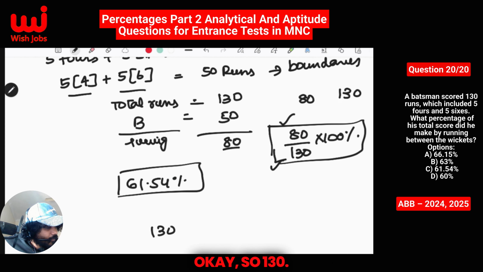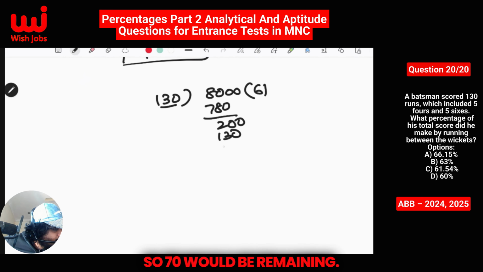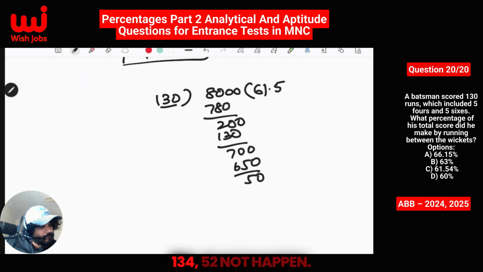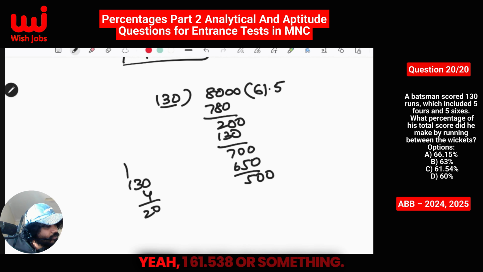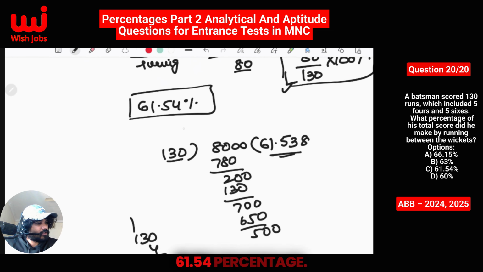Okay, so 130, 80, 80, 8,000, 136, 7,800, 780. So 20 will be there and 0, 130, 130. So 70 would be remaining. 0.0, 135, 650, 50 will be there. 130, 4, 52. 161.538 or something. So the answer is 61.54. Okay. So answer is 61.54 percentage.